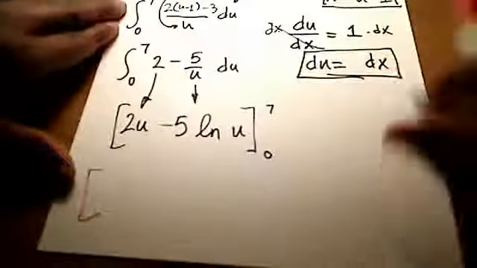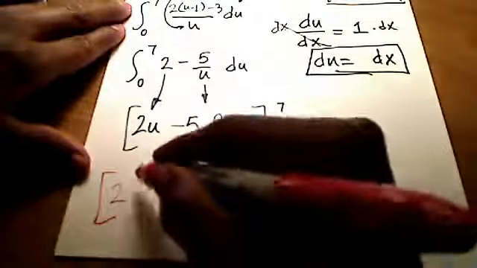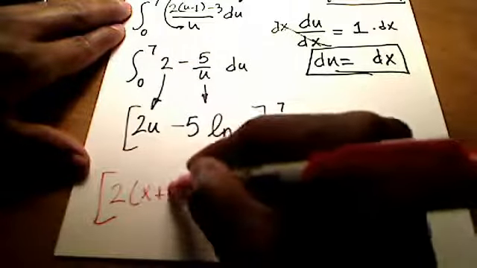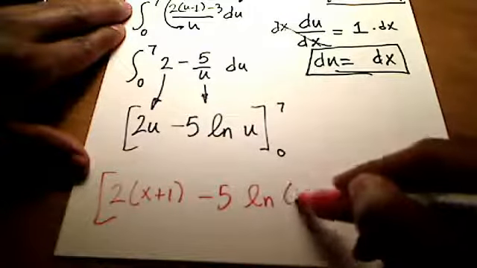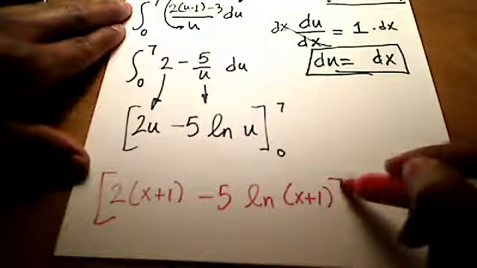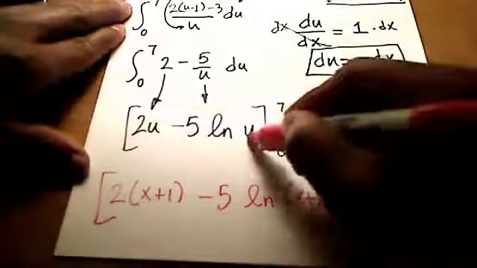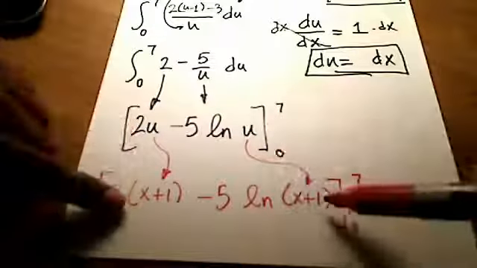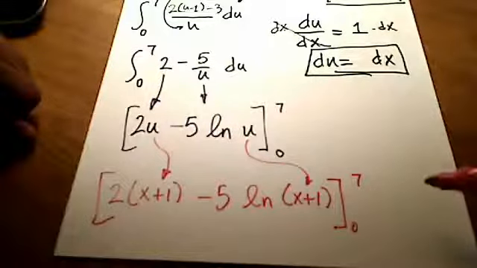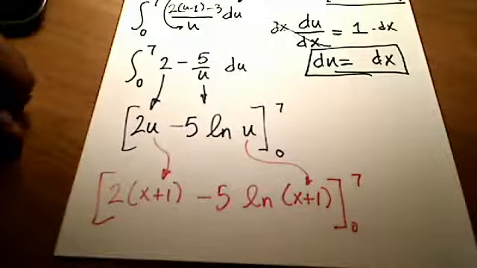Alright, so let me do that real quick here. In place of u, I'm going to put x plus 1 minus 5 natural log of x plus 1 from 0 to 7. Okay, so in place of u, guys, I put the x plus 1 back in. Now here's where things get a little bit trickier, but not really so bad though.